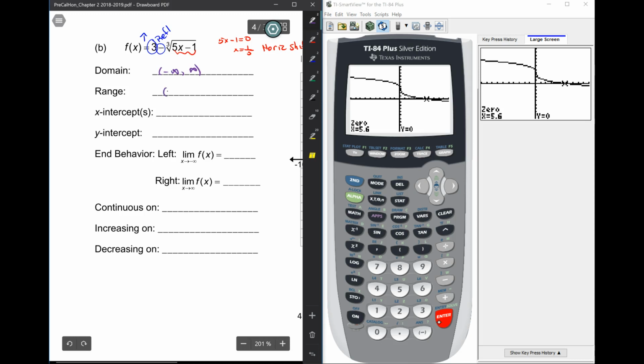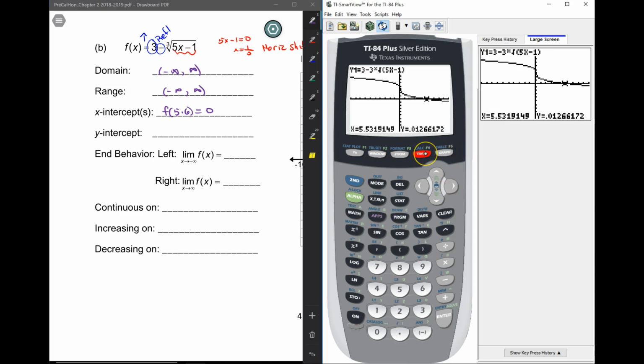Negative to positive infinity, and so is the range. X-intercept, we just found it. So f of 5.6 equals 0. Y-intercept. What's the y-intercept? Okay, do you guys know how to find the y-intercept here? The best way is I press trace, and then in trace mode, I hit x equals 0, and it's 4. Same thing, you do trace, and then in the trace mode, if you hit 0 for x, it'll give you the y-intercept. I'll show you.